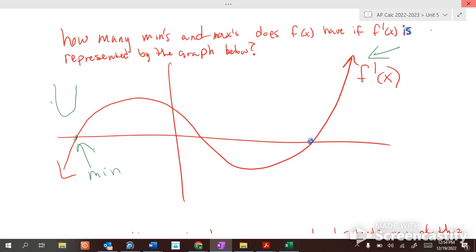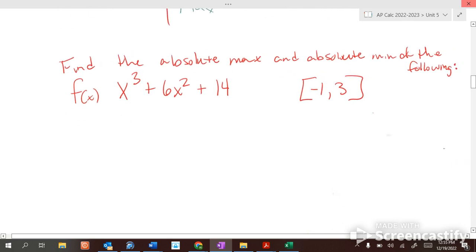Here, the slope is positive, and then it goes negative. So here it would be a maximum. And here it would be a minimum. Okay, you need to understand that kind of logic when you take the test.